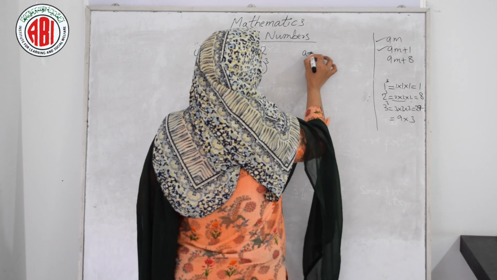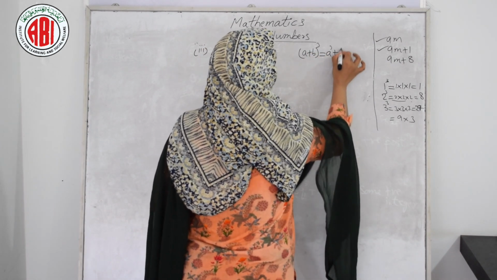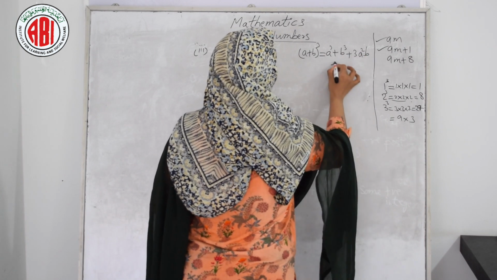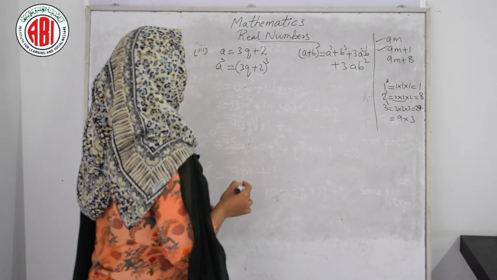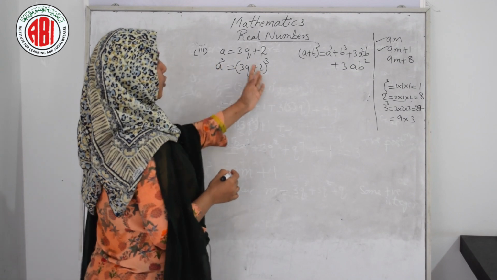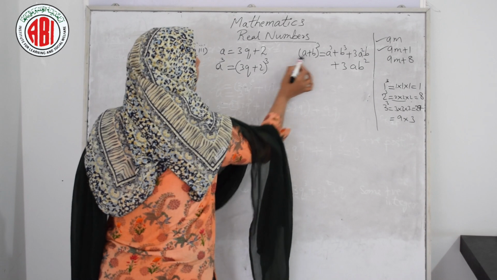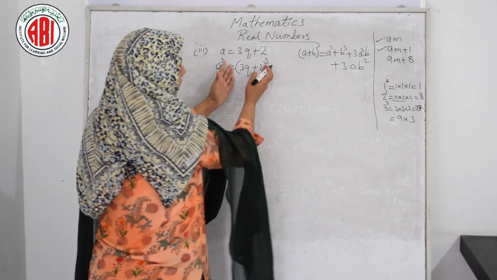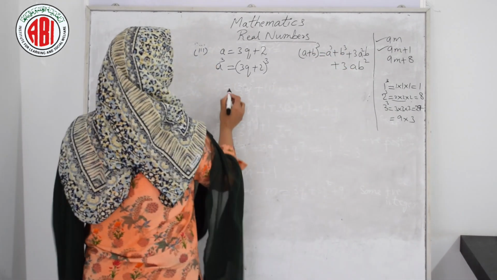We can write this identity again, a cube plus b cube plus 3a square b plus 3ab square. This is an identity we are using here. Now a cube is equal to (3q plus 2) whole cube. In the place of a we have 3q. You have to apply this identity. This is the left hand side over here. We have to write it in the right hand side form.